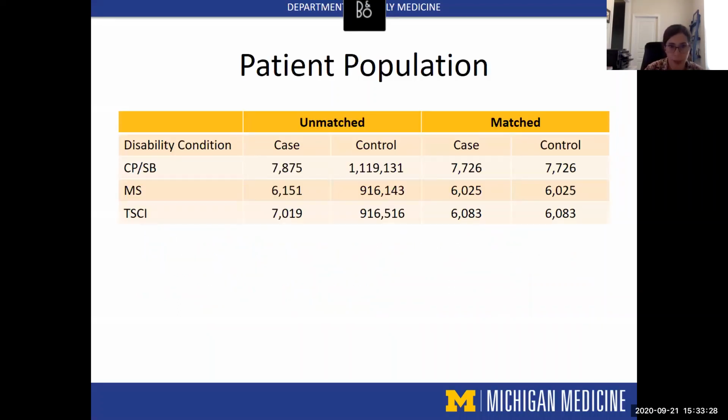And we'll talk about that. So to give you an overview, we had about 7,000 cases of each of these sets of conditions. And when we matched our cohort completely, these are the number of adults in cases and control. And just to mention here, our controls for each set are people who did not have any type of disability based on diagnosis code.